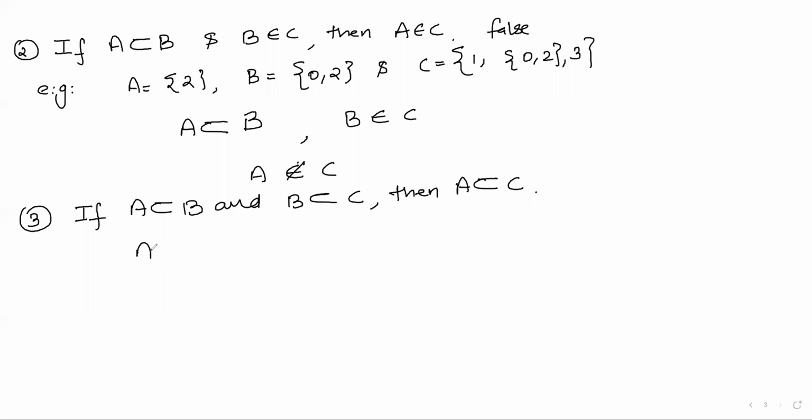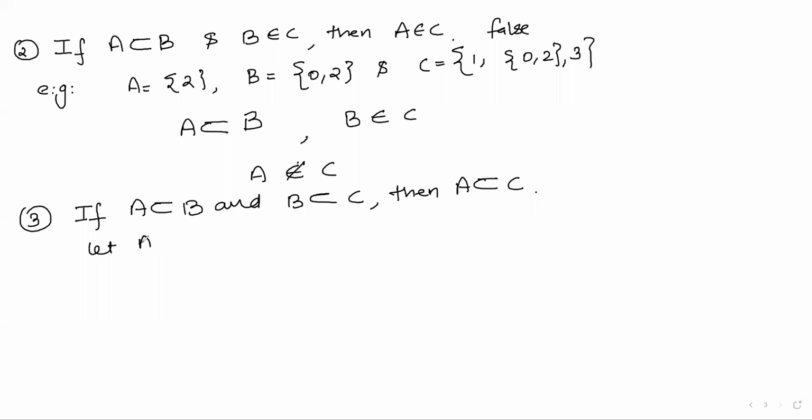So for example, we have A, which has the value 1. We have B, which has the values 1, 2, 3. We have C, which has the values 1, 2, 3, 4. So A is a subset of B, this is correct. Yes, sir. B is a subset of C. Then A is also a subset of C. Yes. So this is true. So we need to prove this. How can we prove it?